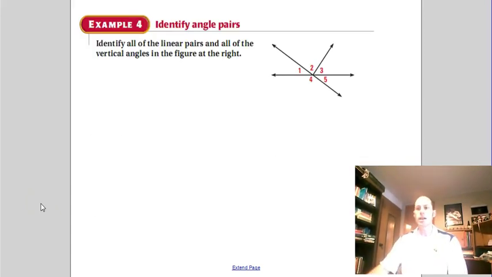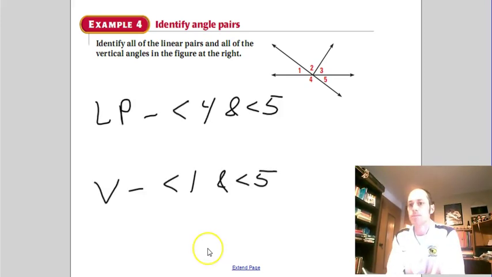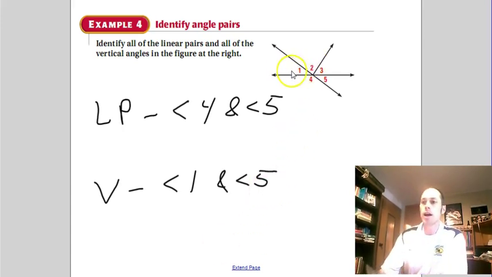And let's identify angle pairs. So see if you can find any linear pairs or vertical angles in this figure. Pause it and take the time to look for those, and when you're ready, restart. Okay, so these are the ones I found. The linear pair I found were angle 4 and 5. These are supplementary angles that are adjacent.